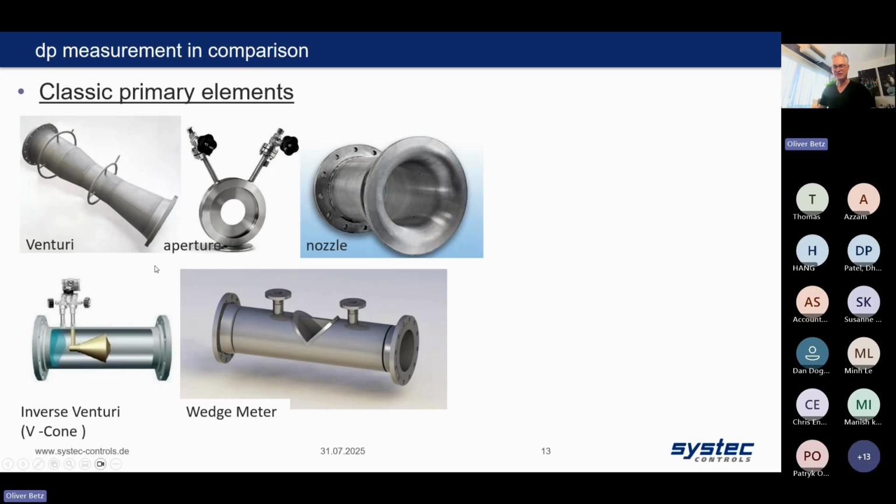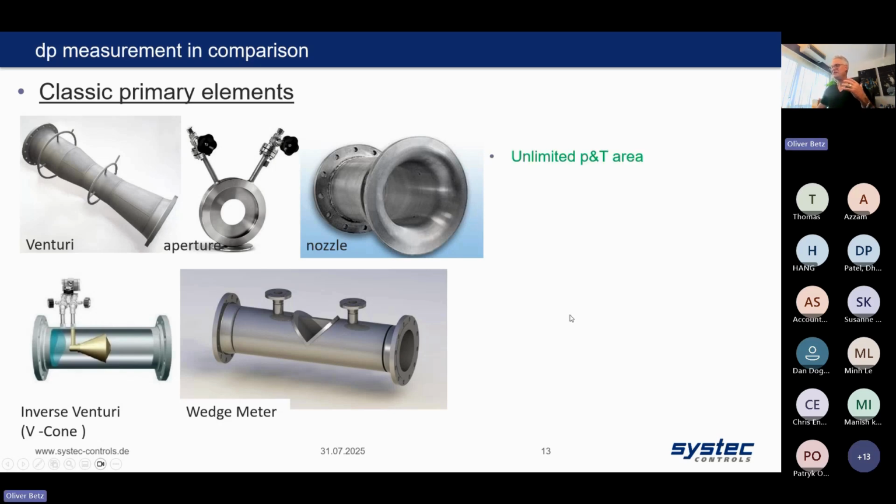But there might be some other advantages which the manufacturers might tell you of V-cones. I would prefer, if I go for classical primary elements, always an orifice. If I go for high accuracy and I don't care for the pressure drop, orifice. If I care for the pressure drop, Venturi.